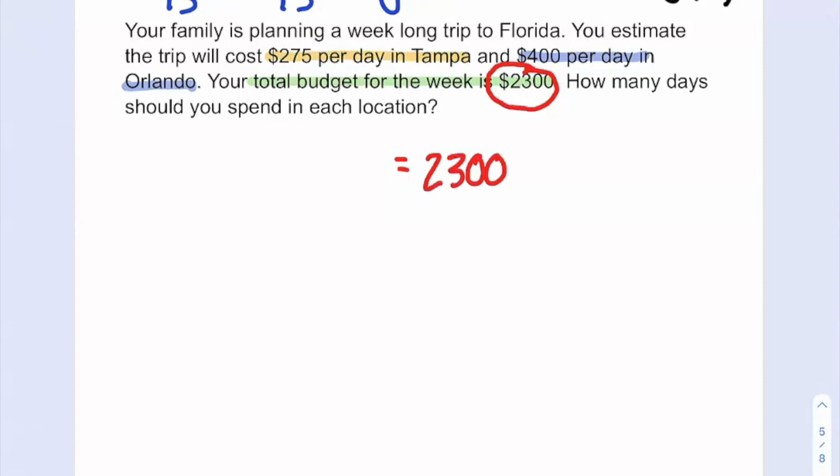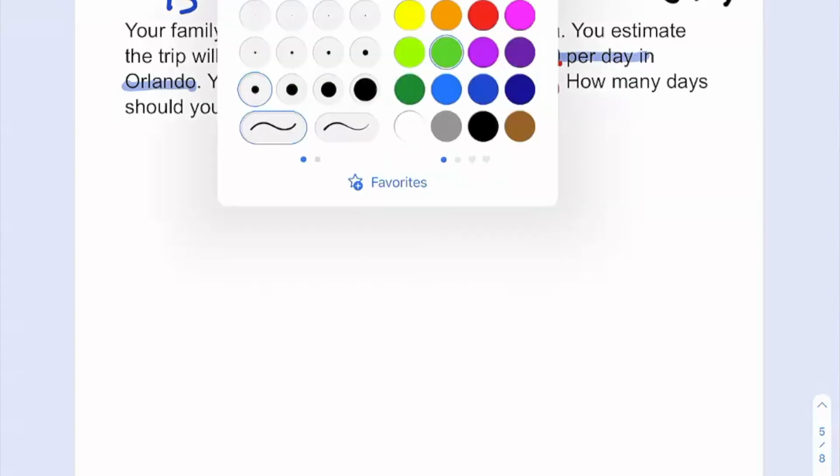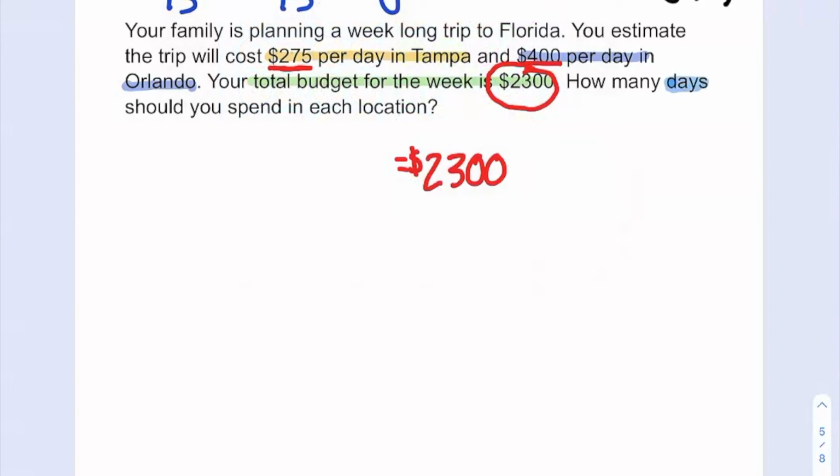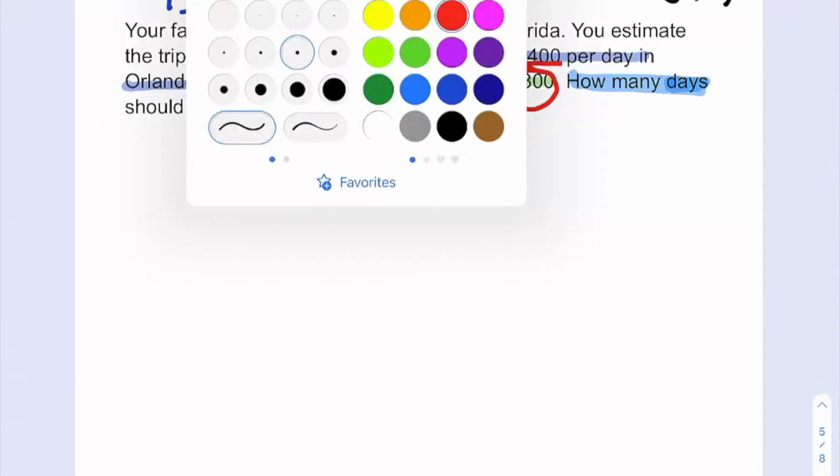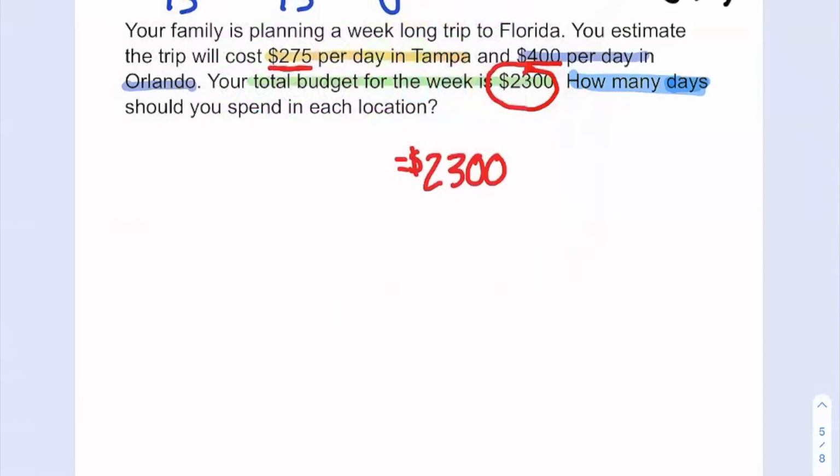Well, $275 per day in Tampa, 275 is going to be connected to the dollar amount total, and so is 400. And the question is asking, how many days should you spend in each location? So there needs to be a total related to days that we didn't highlight, so let's go back and look. Your family's planning, there it is, a week-long trip to Florida. So this is my other total, the number of days that I want to be gone. So a week-long trip is 7, which becomes my second total. That is step 1.